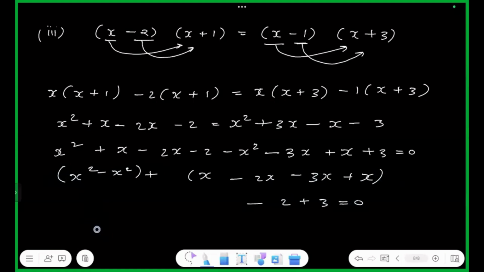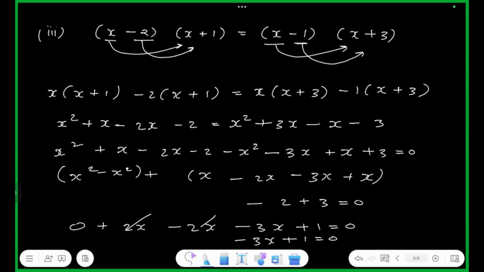Now x plus x is 2x, and 2x and minus 2x will get cancelled with each other. Okay, so we will remain with minus 3x. Okay, you understood now? Here we will get 0 plus 2x minus 2x minus 3x plus 1 is equal to what? 0. This plus 2x, this minus 2x will get cancelled. Minus 3x plus 1 is equal to 0.